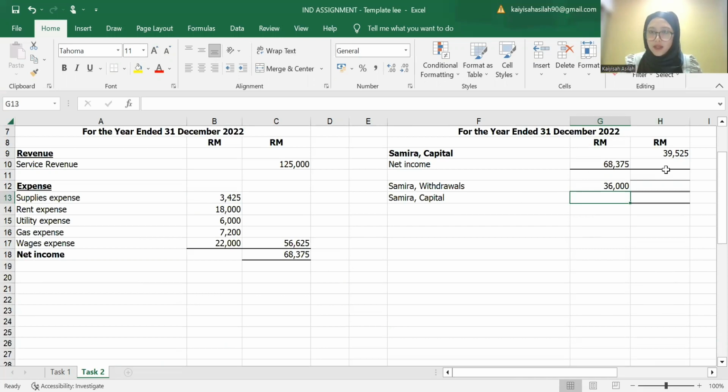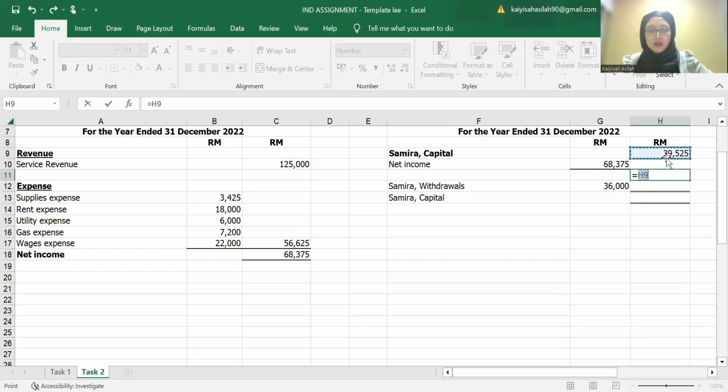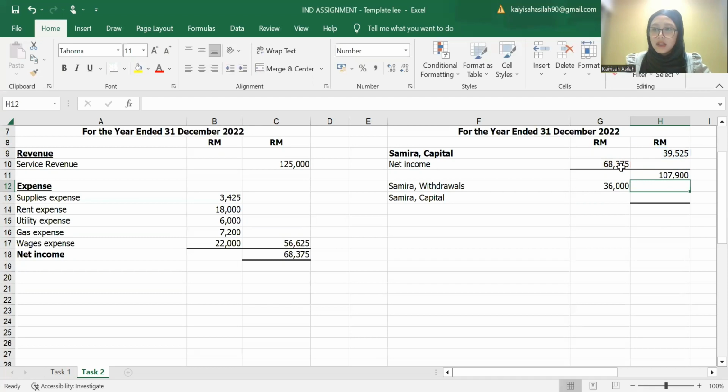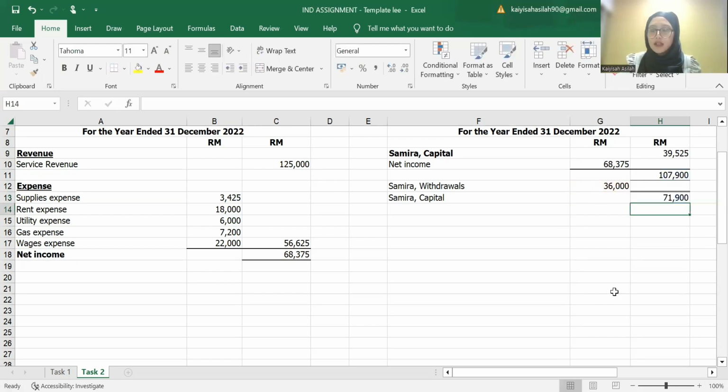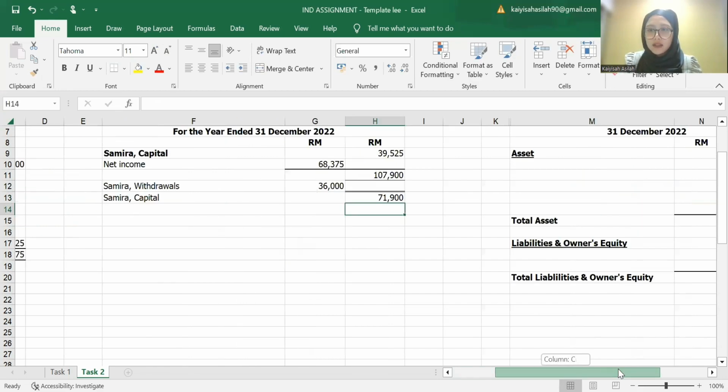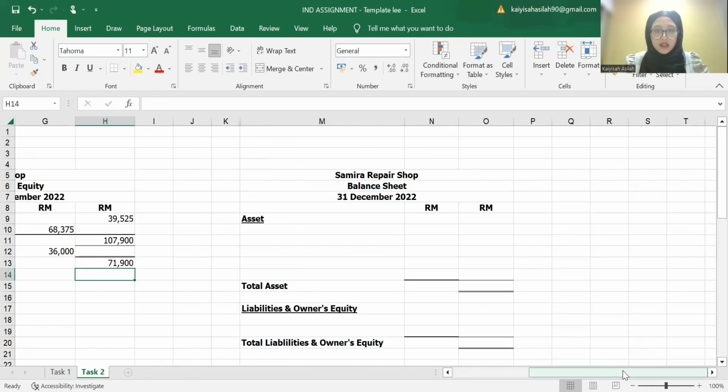To get the Samira capital at 31 December, I have to equal first, which is this one plus net income. Get the 107, and then 107 minus withdrawal, and then you get the capital. Then we get 71,900. Alright, go to the balance sheet.